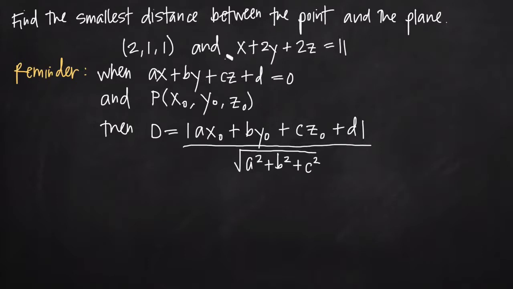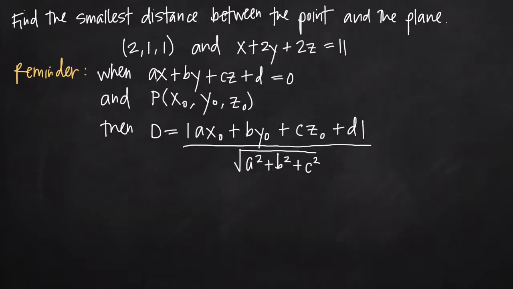So when we recognize that we have that kind of a problem, what we're looking for is the equation of the plane in this format here, ax + by + cz + d = 0, and a particular point where we have the coordinates x sub 0, y sub 0, z sub 0. When we can identify those values, we can plug them into our formula for d, which is going to give us the smallest distance between the point and the plane. So the first thing we need to do is match up the values in our point and plane with a, b, c, d, and x sub 0, y sub 0, z sub 0.